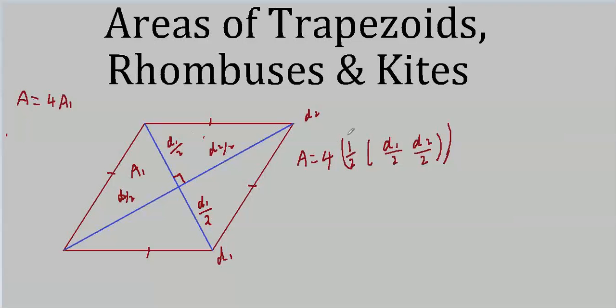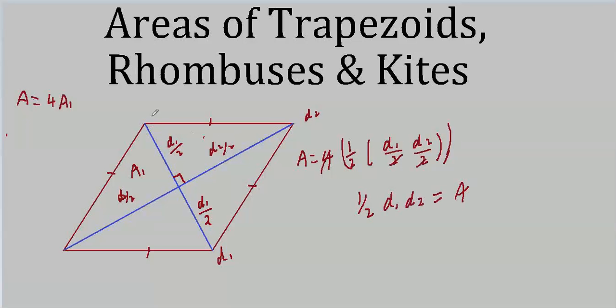If we write it out this way, we've got D1 over 2 times D2 over 2 times 1/2. That's one leg of the right triangle, and then the other leg of the right triangle. And, of course, divided by 2. And 4 times that will give us the whole area. Well, what do we have here? 2 times 2 is 4, and we've got a 4 out here. So if we just cancel those, we're going to end up with 1/2 D1 times D2. And that is, in fact, the formula for the area of a rhombus.